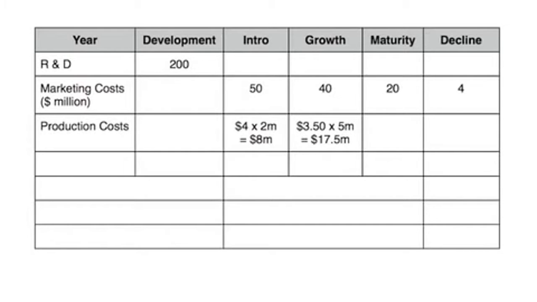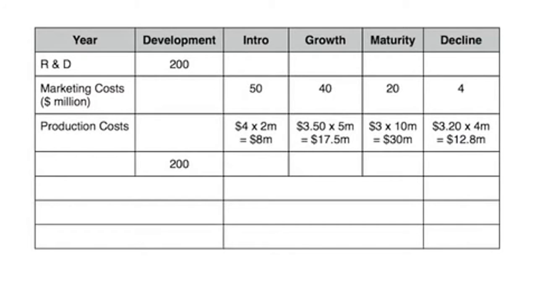In the growth phase, we have $3.50 times 5 million units of production, which is 17.5 million of costs. Maturity phase, we have $3 of a cost times 10 million of production is 30 million of costs. And in the decline phase, we have $3.20 as our cost per unit times 4 million produced gives us 12.8 million of costs. So that enables us to get a total.